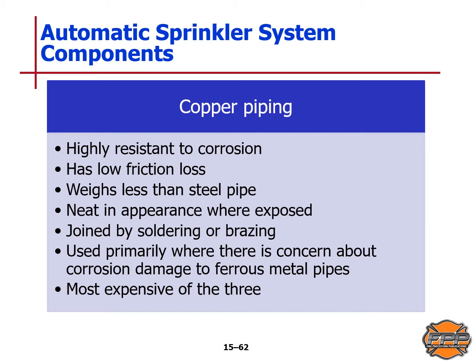Copper piping is highly resistant to corrosion and has low friction loss. It weighs less than steel pipe. It's neat in appearance where it's exposed. It's joined by soldering or brazing, used primarily where there's concern about corrosion damage to ferrous metal pipes. It is the most expensive of the three, however.